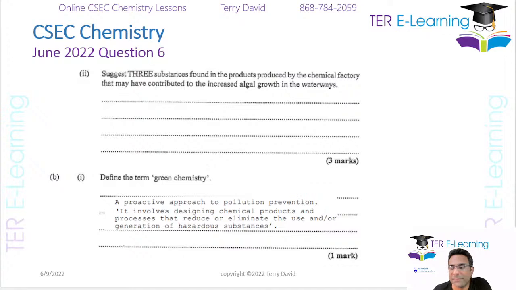See what you all saying here. All right, so I've seen people saying nitrates, phosphates. Yeah, those are the things that contribute to it. They want three substances, right? So one, we can say nitrates for sure, right? And that's only fertilizers. So nitrates, right? Also phosphates, right? What else did you all put?